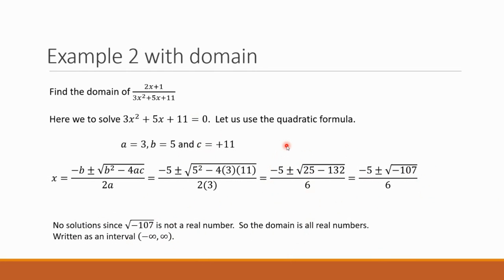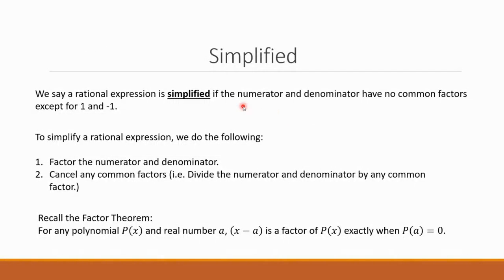Now, I know we didn't do it in this class, but we have heard of writing a fraction in reduced form, or lowest terms, excuse me, a fraction of integers, that is. You could do something similar with rational expressions, except we say it's simplified instead of saying it's in lowest terms. So in other words, we say a rational expression is simplified if the numerator and denominator have no common factors besides 1 and negative 1.